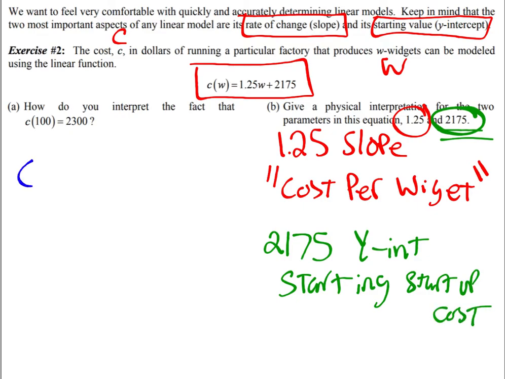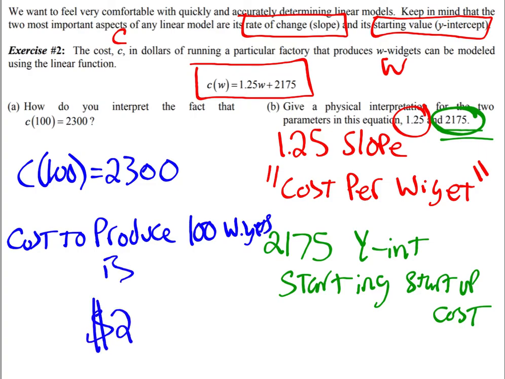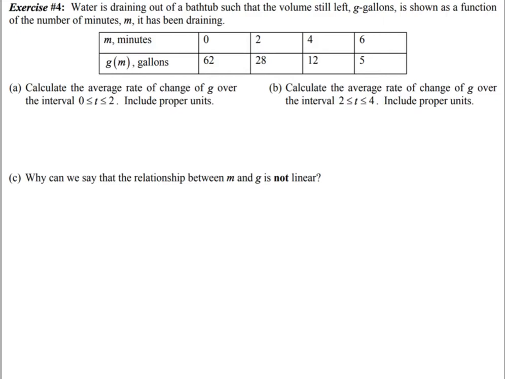All right, so now let's answer the first part. What does C of 100 equals 2300 mean? I read that as the cost to produce 100 widgets is $2,300. Right? And that's just really reading and understanding what these equations are modeling. All right? Working with that, let's move on to exercise number 4.